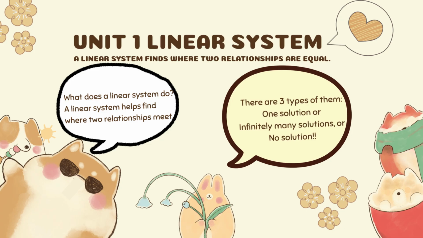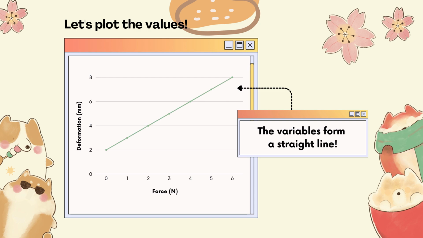There are multiple methods for solving systems, including graphing, substitution, and elimination. Each method has advantages depending on the situation, so you need to decide which method you're going to use when you solve the problem. So let's plot the values. The variables form a straight line like this, as you can see on the graph on the left side.